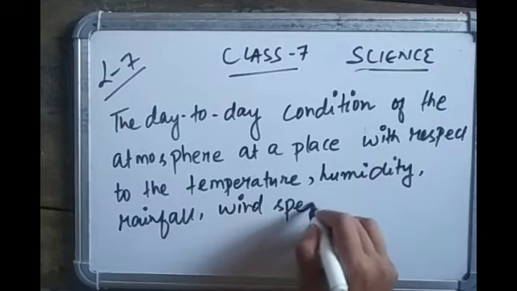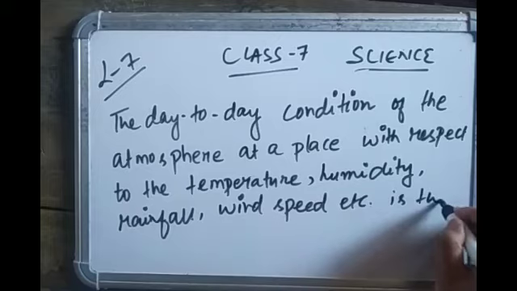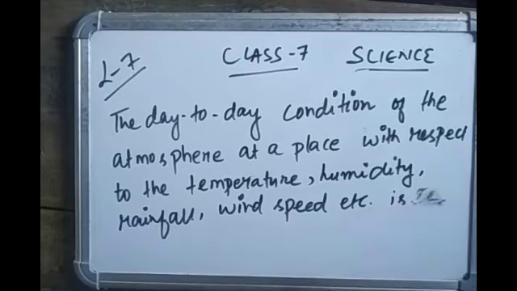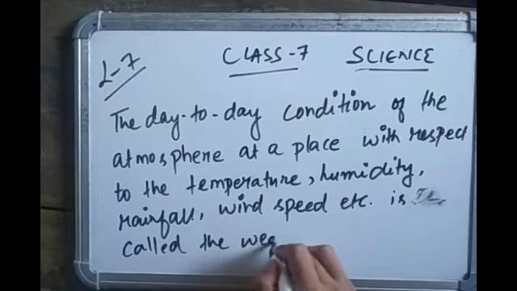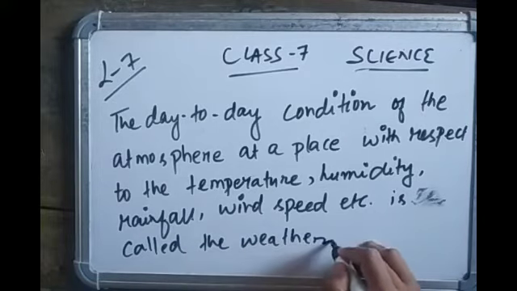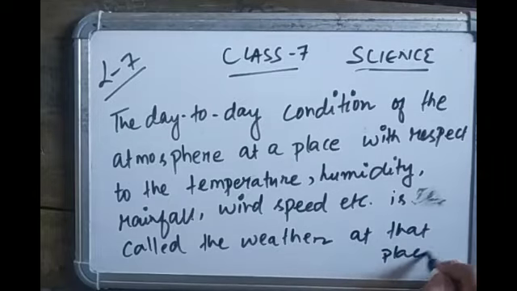Wind speed etc. is called the weather at that place. So the day-to-day condition of the atmosphere at a place with respect to the temperature, humidity, rainfall, wind speed, etc. is called the weather at that place.